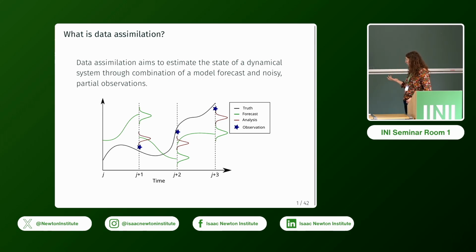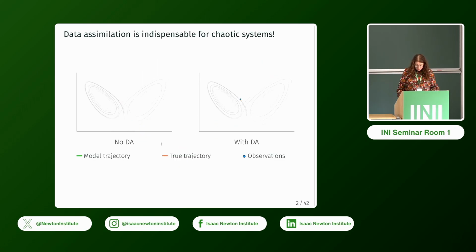This is a posterior of the state estimate at this point, and we use it to run the next forecast, essentially. So we continually do this at fixed points in time. This is really essential, especially for chaotic systems, systems that display sensitive dependence on initial conditions.